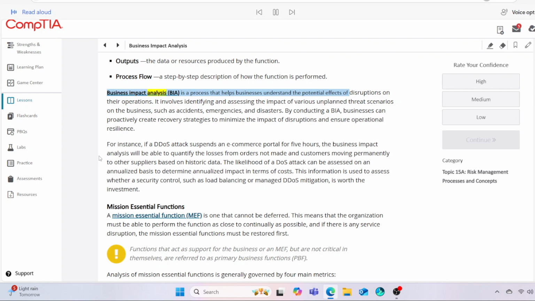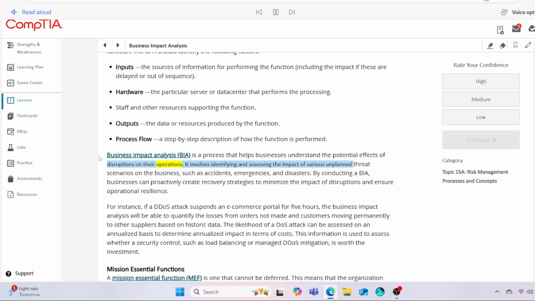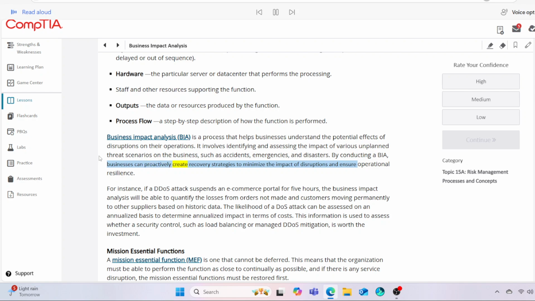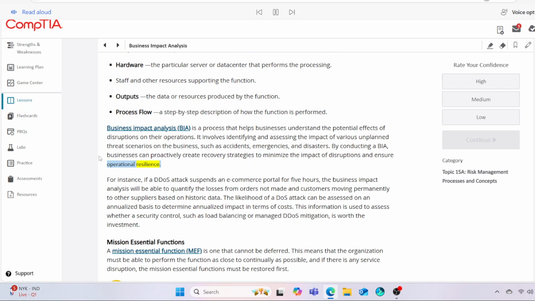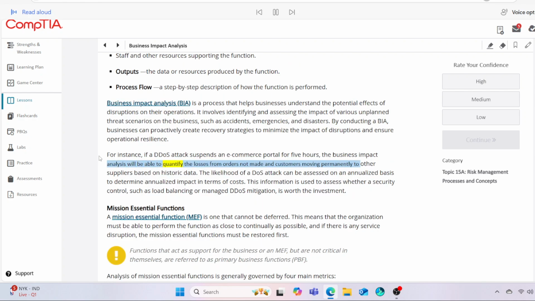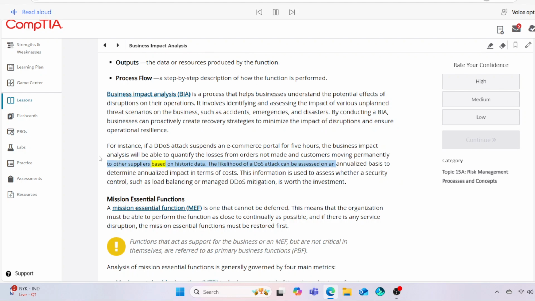Business impact analysis, BIA, is a process that helps businesses understand the potential effects of disruptions on their operations. It involves identifying and assessing the impact of various unplanned threat scenarios on the business, such as accidents, emergencies, and disasters. By conducting a BIA, businesses can proactively create recovery strategies to minimize the impact of disruptions and ensure operational resilience. For instance, if a DDoS attack suspends an e-commerce portal for 5 hours, the business impact analysis will be able to quantify the losses from orders not made and customers moving permanently to other suppliers based on historic data.